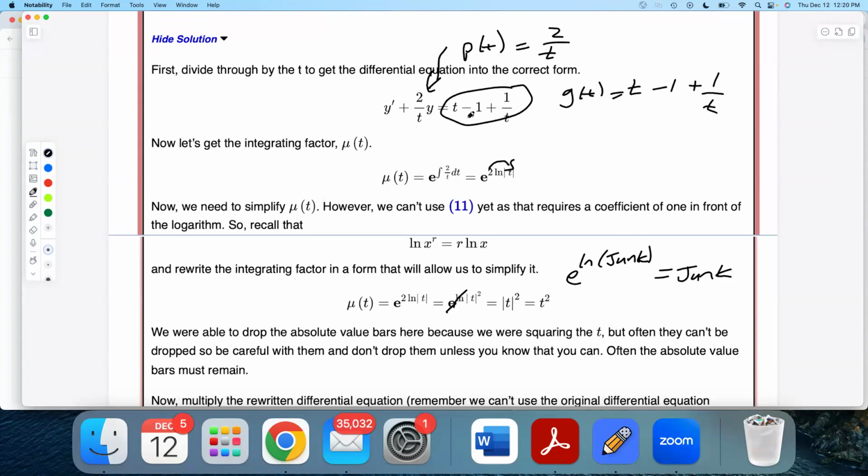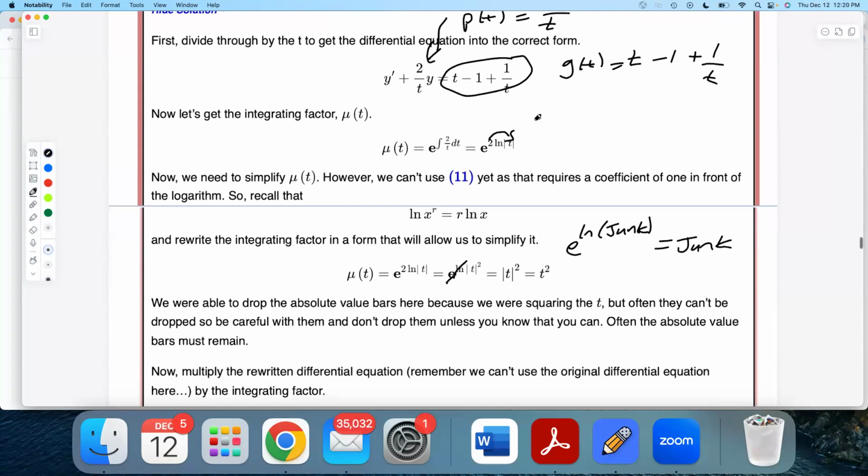So that's my integrating factor. Now we're going to take this original dE and we're going to multiply everything by it. Paul doesn't write out all the details here. He kind of skips some stuff, so I'm going to write this out. T squared y prime plus, now I'm multiplying this guy by t squared. That will be 2ty, because one of the t's canceled out. T squared over t, one of the t's canceled out.